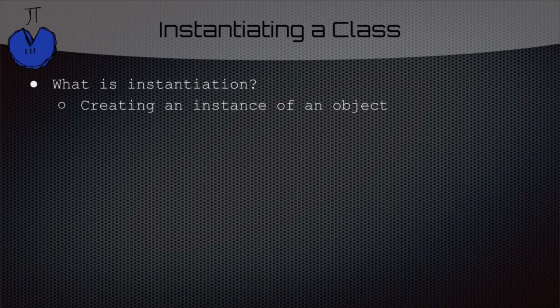Instantiation is creating an instance of an object. So remember earlier when we had our empty container of DC motor left wheel. That didn't actually have anything in it. And then we did DC motor left wheel equals hardware map.dcmotor.get. So we were creating a new instance of the DC motor class by putting something into the container.